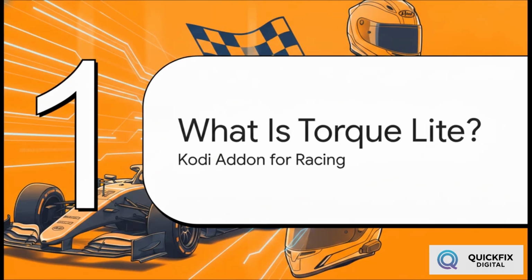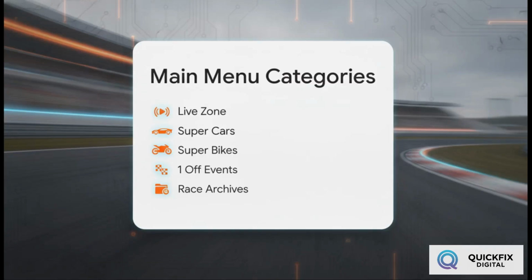Section 1. What is Torque Lite? Let's just briefly touch on what makes this specific add-on an absolute essential for any serious motorsports setup. You know how some add-ons are just, well, kind of bloated? Torque Lite is not your average add-on. It is entirely laser-focused on cars and racing. The main menu gives you immediate centralized access to a live zone, supercars, superbikes, one-off events, and race archives. It's literally built specifically to put all your motorsports streaming in one super convenient place.